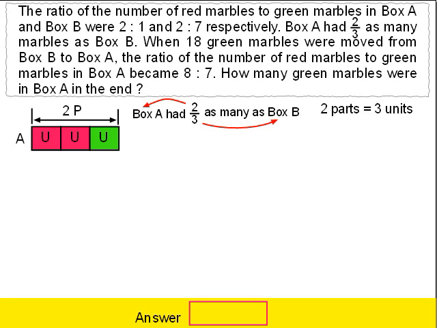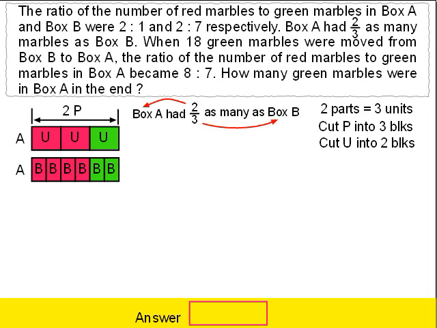Alright, the LCM of 2 and 3 is 6. Therefore, we can cut each part into 3 equal blocks, and each unit into 2 equal blocks. So as we divide the model, it looks like this. Instead of 2 units of red, now it becomes 4 blocks of red. 1 unit of green becomes 2 blocks of green. Okay, this is representing 2 parts of marbles in box A.